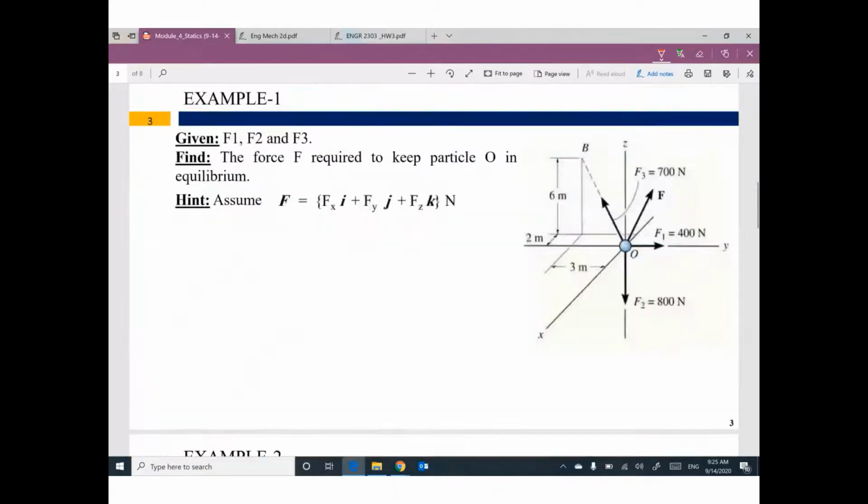For example, this one. We have F1. Anybody can tell me what is the value of F1 as a vector? You don't need to break anything because F1 is in the positive y direction. So we have 0i, positive 400j, and 0k. Here is F1. F2 is very easy. F2 is in the negative direction of z. So we have 0i, 0j, negative 800k.